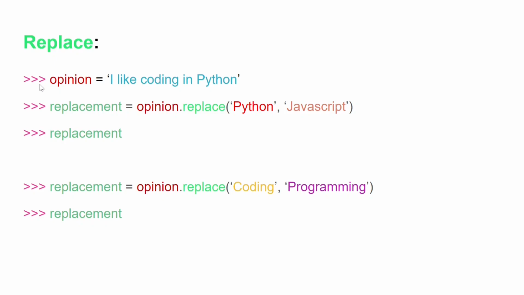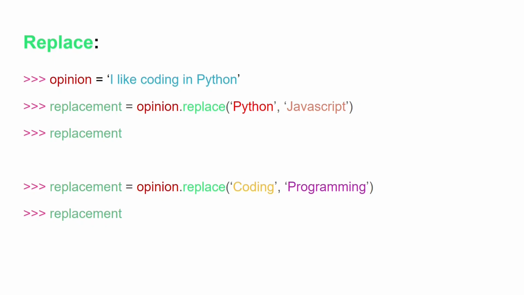So we are using the same example again, opinion equals "I like coding in Python". Replace basically just means that you take something away and you put something else in that place. So that's what we will try with words, one at a time. I made a new variable called replacement, and I assigned it to our variable's name, opinion, and then I typed dot replace after it. Following that are our brackets, and inside them there are two words, Python and JavaScript.